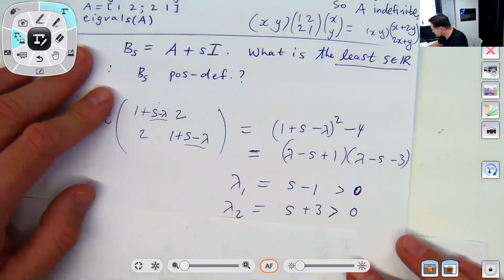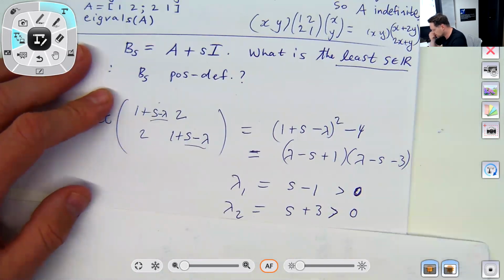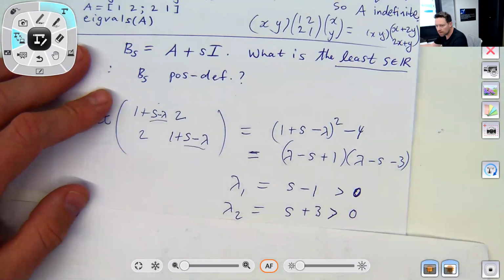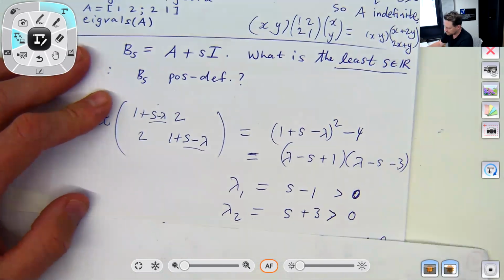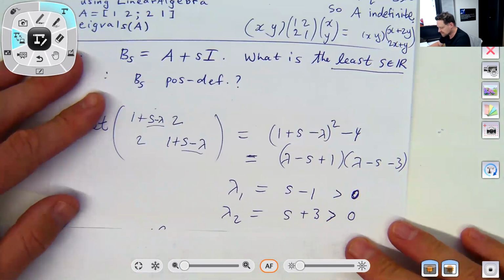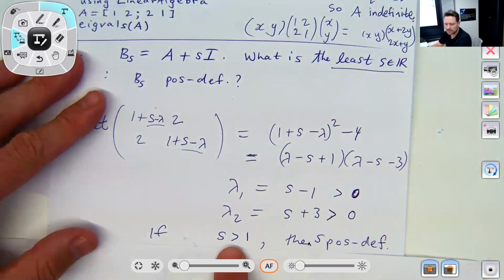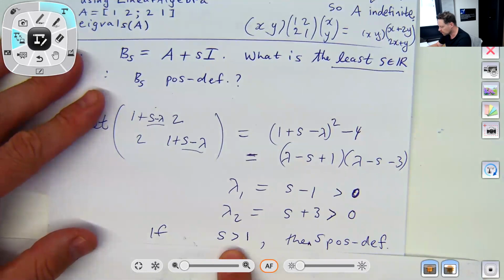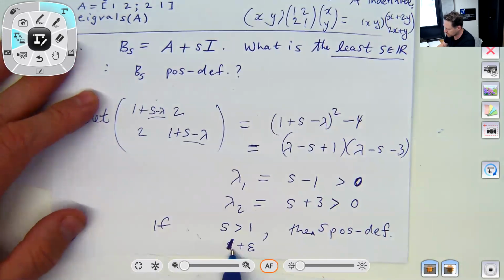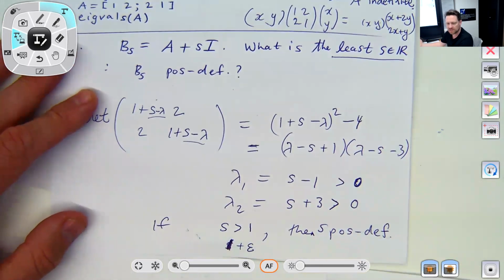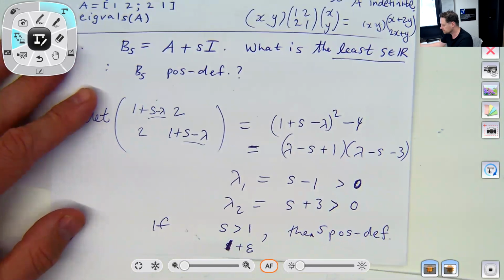Okay, there are a lot of results there, aren't there? So what we need then is S to be greater than 1, because if S is greater than 1, then both of these inequalities are satisfied. But since that's a strict inequality and not S greater than or equal to 1, there's no least S. So basically you just take 1 plus epsilon, where epsilon is some infinitesimally small positive number.